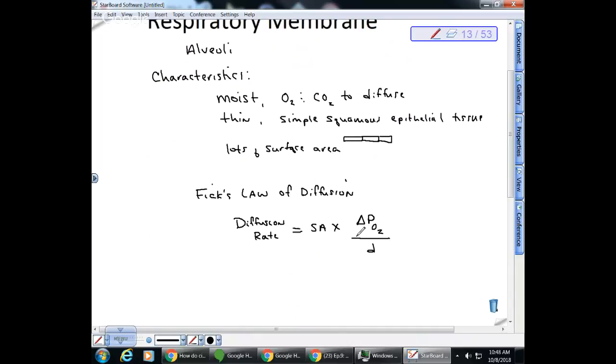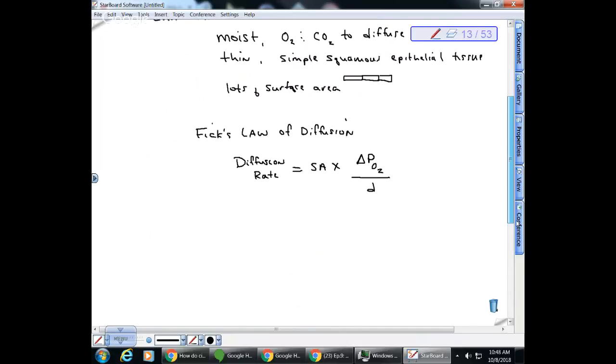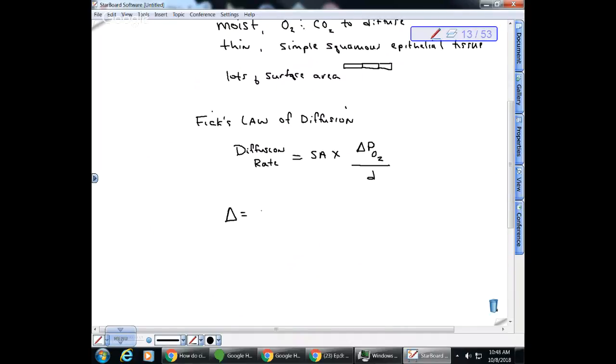Okay. So delta P is the difference in the concentrations of gases. Sorry, partial pressure. This is called partial pressure. So it could be the partial pressure of carbon dioxide. I put oxygen up here.